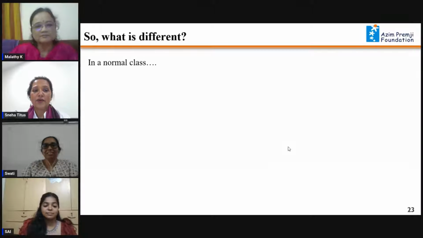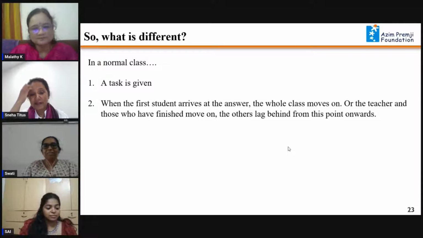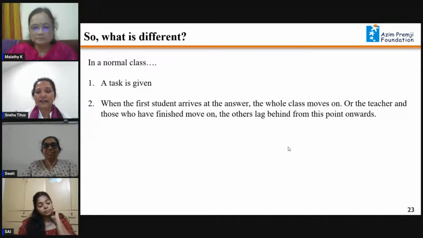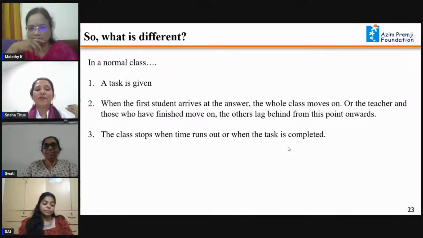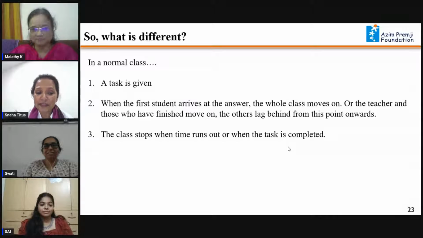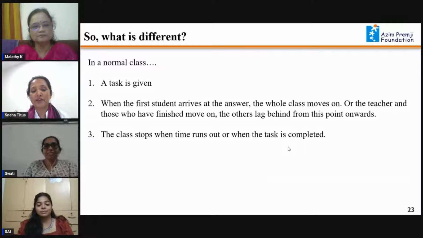What is different? In a normal class, you give a task. When the first student arrives at the answer, the whole class moves on. So at that point, the class starts having people lagging behind. And then the class goes on, the exercise may be completed, but when the class is over, there are many students who have not gone beyond the first point. And this is not the fault of the teacher because she has limited time.